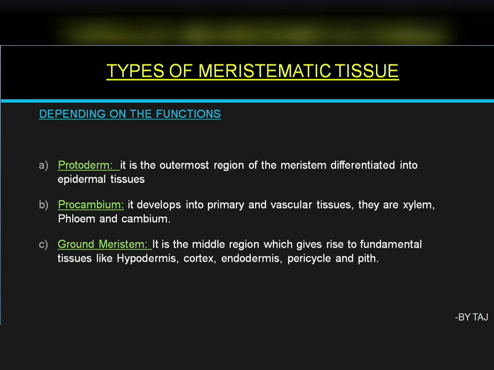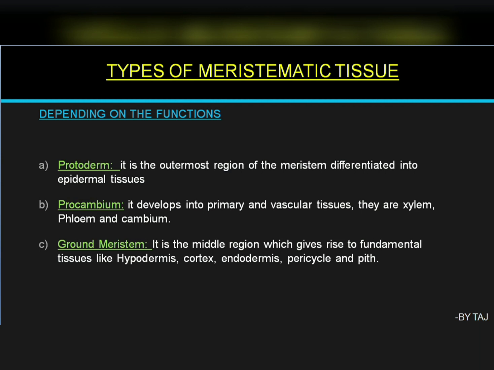Coming to another type of meristematic tissue, depending on the function they perform, these meristematic tissues are again classified into three main types. First is protoderm, second procambium, third ground meristem. Protoderm is the outermost region of the meristem, which differentiates into epidermal tissue. So protoderm gets differentiated and produces the epidermal tissue of the plant. Next, procambium develops into primary vascular tissues. Primary vascular tissues arise from the procambium. These we call xylem and phloem, and another one is cambium.